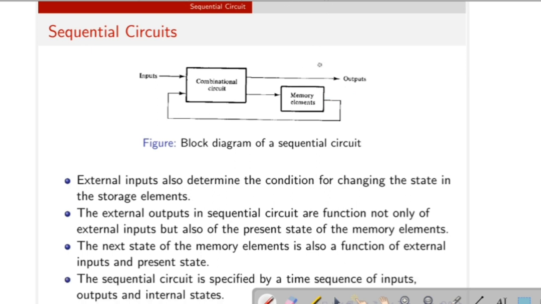So a sequential circuit is specified by a time sequence of inputs, outputs and internal states. Internal states means the binary information stored in the memory element. Input means the external input and output is the external output. Okay. So that is the sequential circuit.